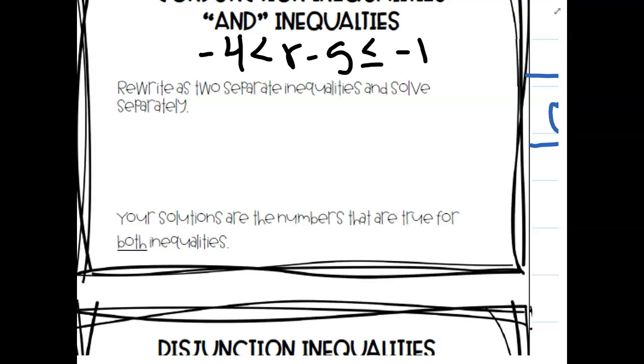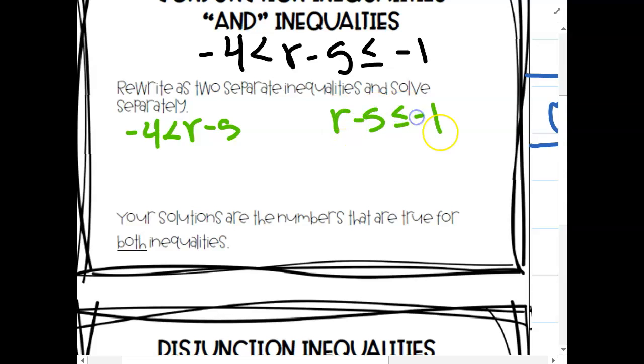That negative 4 is less than r minus 5, that's one of your inequalities. To get the other one, you cover up the left-hand inequality and anything to the left of it. So that second inequality is r minus 5 is less than or equal to negative 1. Then we can put the word and in between them.